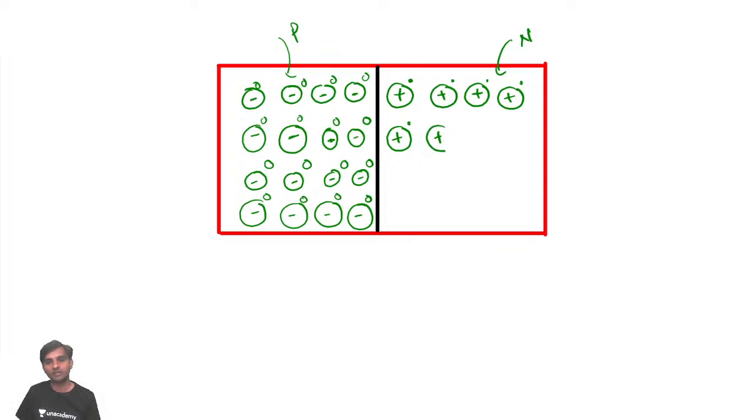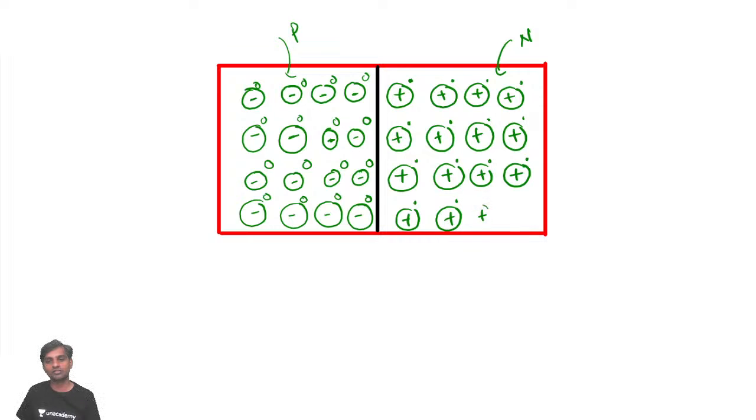So see, what I'm trying to do is draw the PN junction. So what does the statement say? On one side we have holes, on the other side we have electrons. These positive are nothing but positive ions, and these are nothing but negative ions.